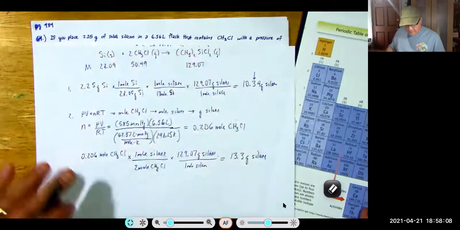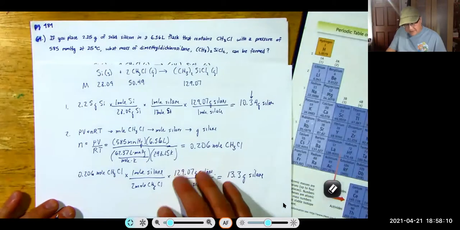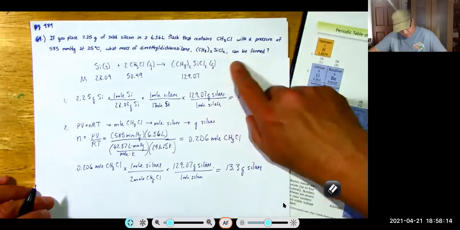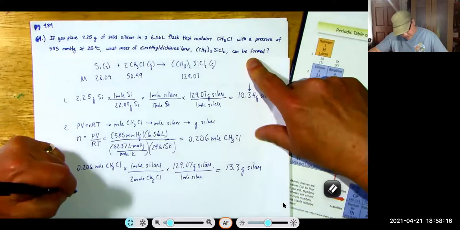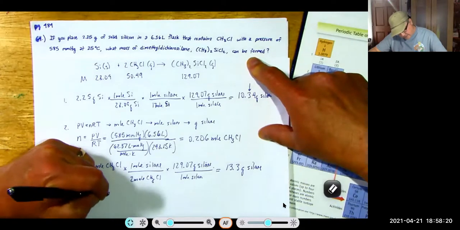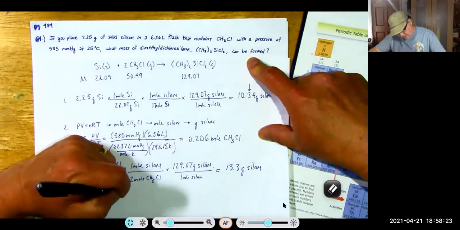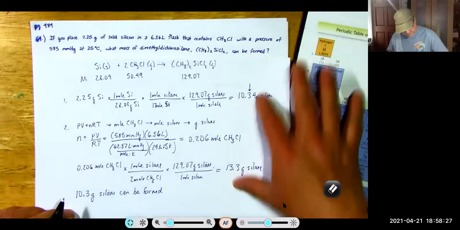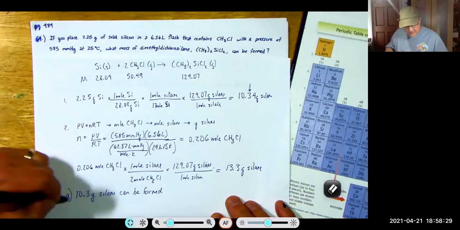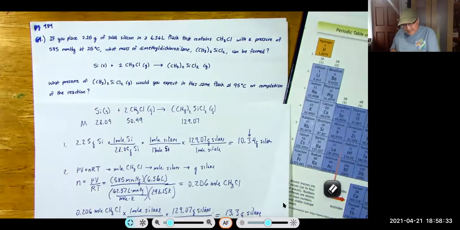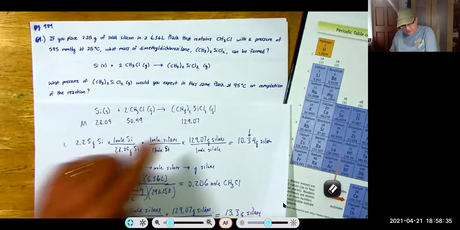So what mass of dimethyldichlorosilane can be formed? The answer is 10.3 grams of silane can be formed because it's the lesser of these two. That's the first answer. And what pressure would you expect in this same flask at 95 degrees Celsius on completion of the reaction?